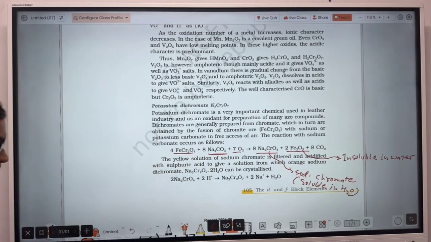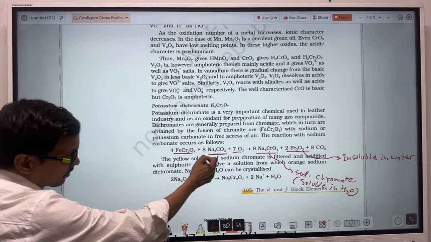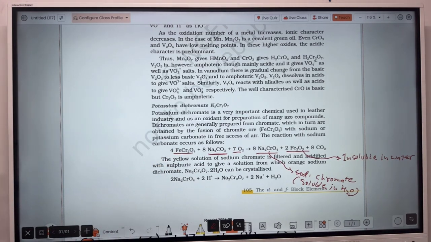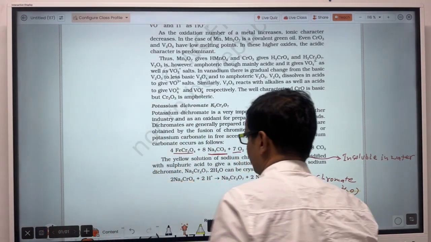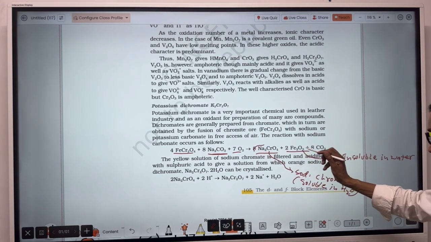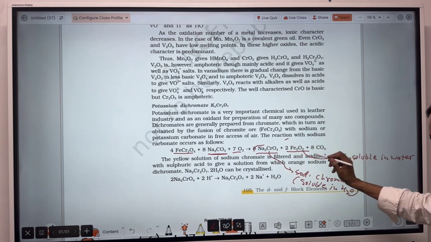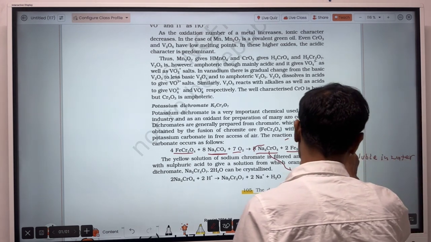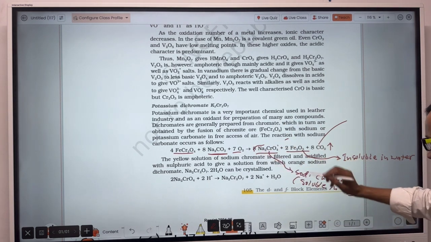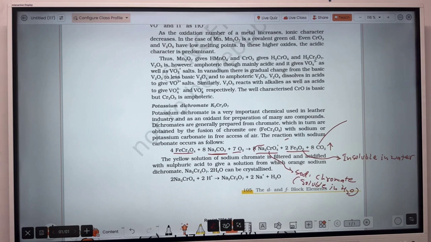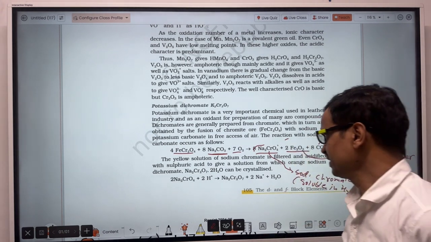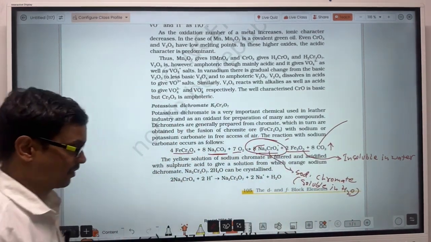So ferrochrome reacts with sodium carbonate in the presence of oxygen. There will be formation of sodium chromate, Fe2O3 and CO2. The CO2 is a gas, so it will escape from the vessel. So in the solution there will be left sodium chromate and the Fe2O3, that means ferric oxide. The ferric oxide will be filtered out, so in the solution there will be only sodium chromate.